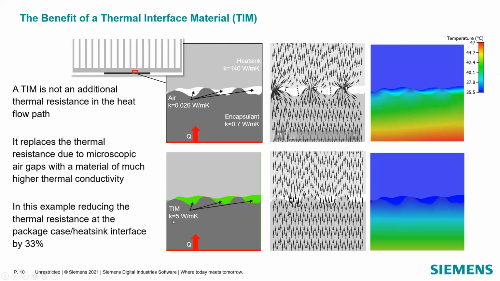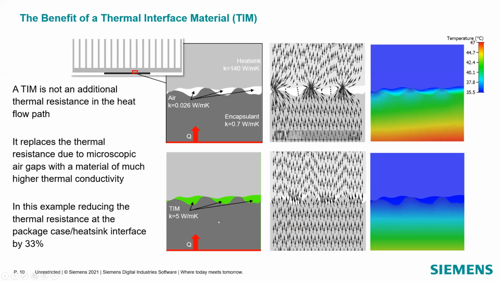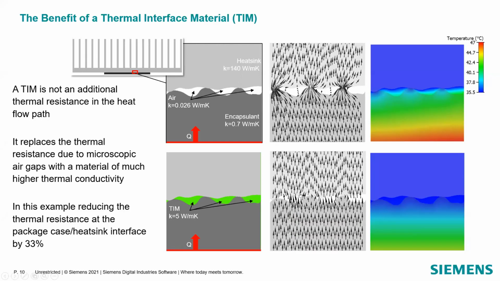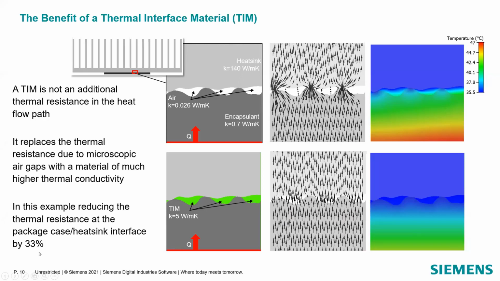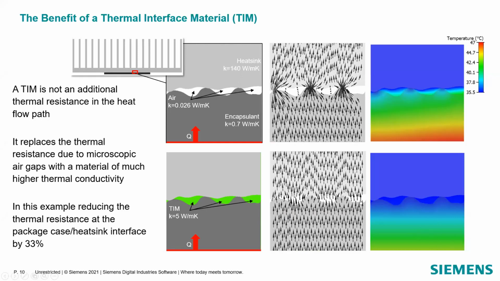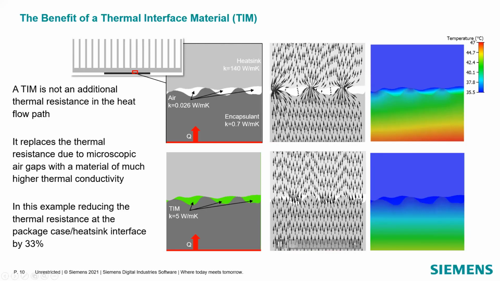If you use this TIM, which we simulated at 5 watt per meter Kelvin, to fill in the gaps, the area heavily increases, and that gives us a 33% reduction in the overall thermal resistance, and also makes our junction temperature significantly cooler. So how does this work in real life?